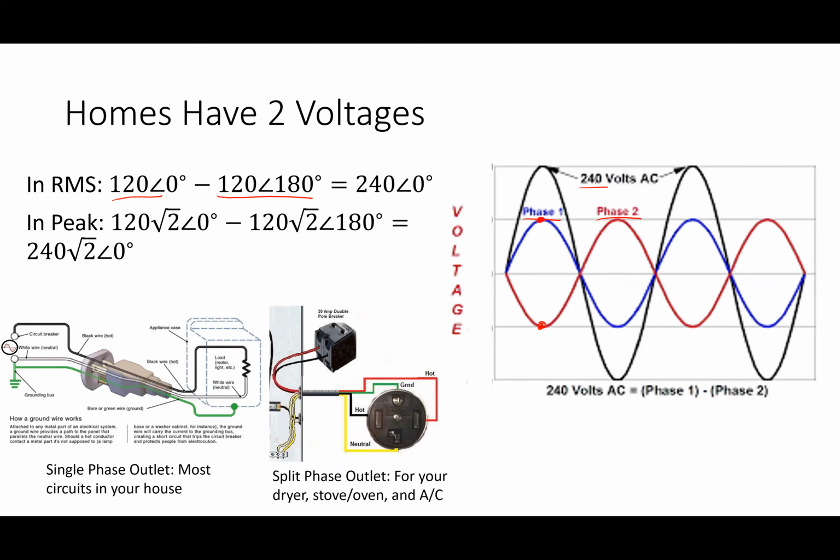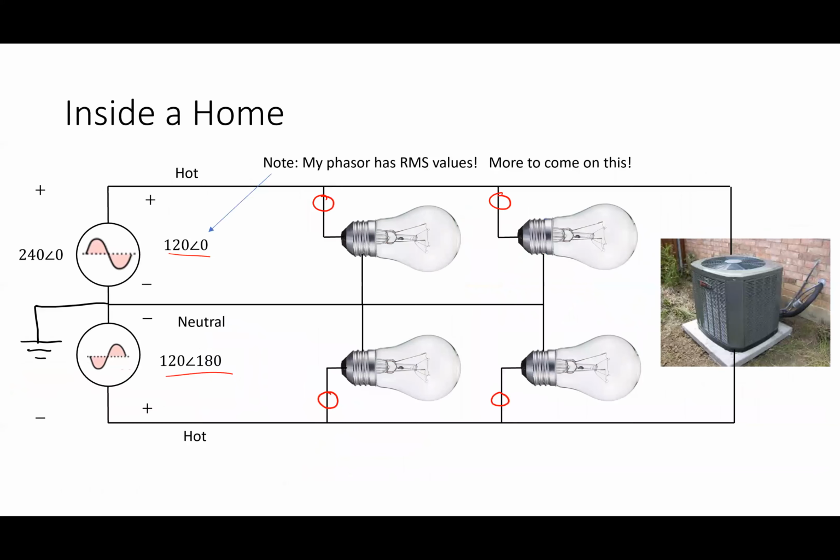So in your house, you've got two types of loads, right? You've got 120 loads. That's the stuff you're used to. And then you have 240 loads. The 240 loads are what? Well, like your air conditioner, right? Your air conditioner requires 240 volts.